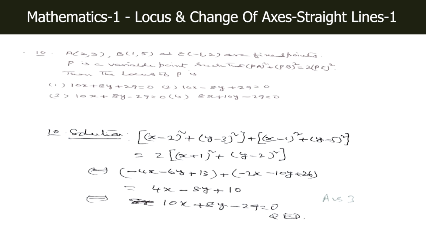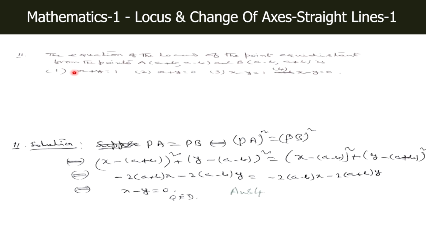Now, by hypothesis, PA square plus PB square is equal to 2 PC square. That means (x minus 2) whole square plus (y minus 3) whole square plus (x minus 1) whole square plus (y minus 5) whole square is equal to twice (x plus 1) whole square plus (y minus 2) whole square. So, after simplification, when you simplify the whole squares, you remove the squares and simplify, then you will get the equation 10x plus 8y minus 29 equal to 0, which is given in answer option number 3.